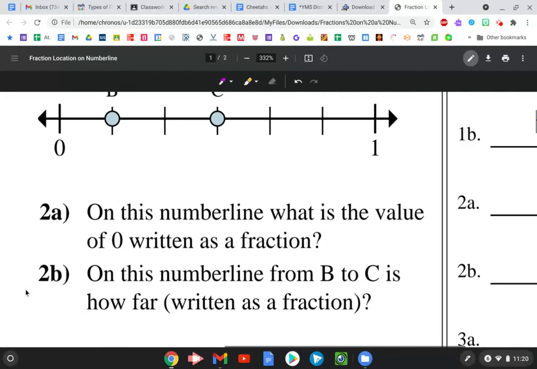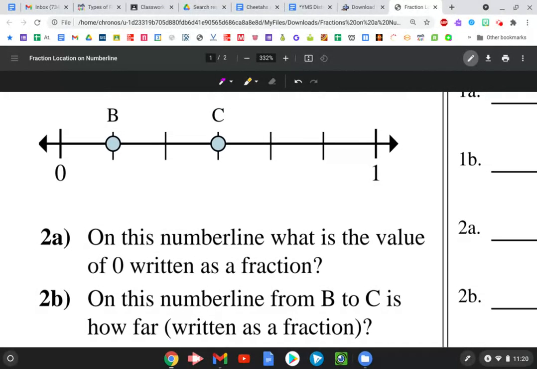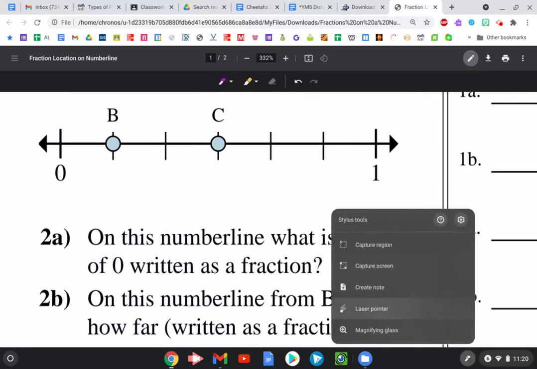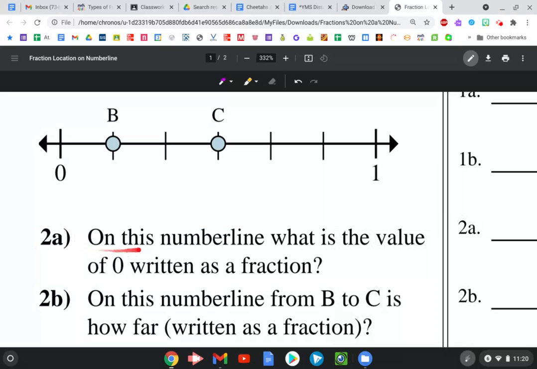All right, let's take a look at another number line. Here we have a second number line. And the first question asks us, in 2A, on this number line, what's the value of 0 written as a fraction? Well, there's the 0. But in order to know that value as a fraction, we have to count the number of pieces on this number line. Let's do that. Starting at 0, we have 1, 2, 3, 4, 5, 6. Just like the last number line, huh? All right, so now we label.